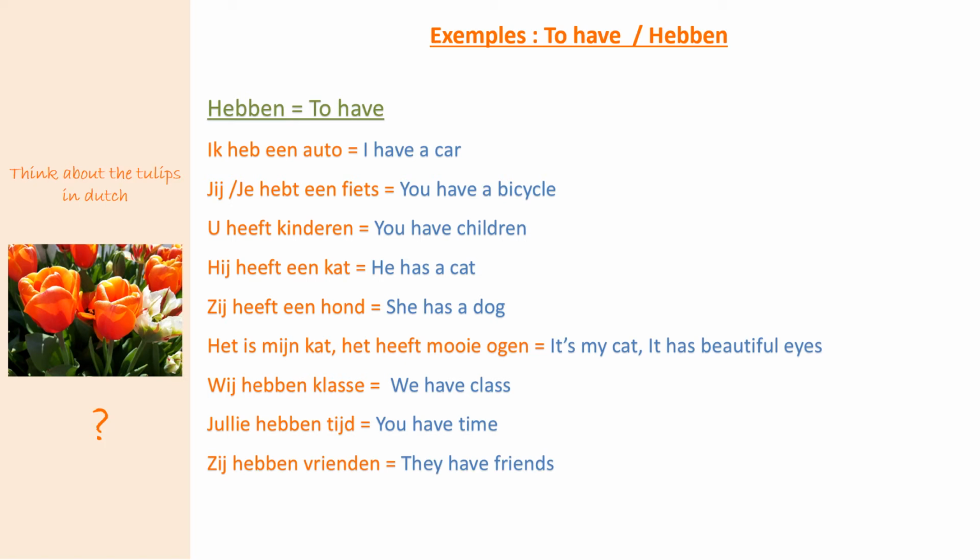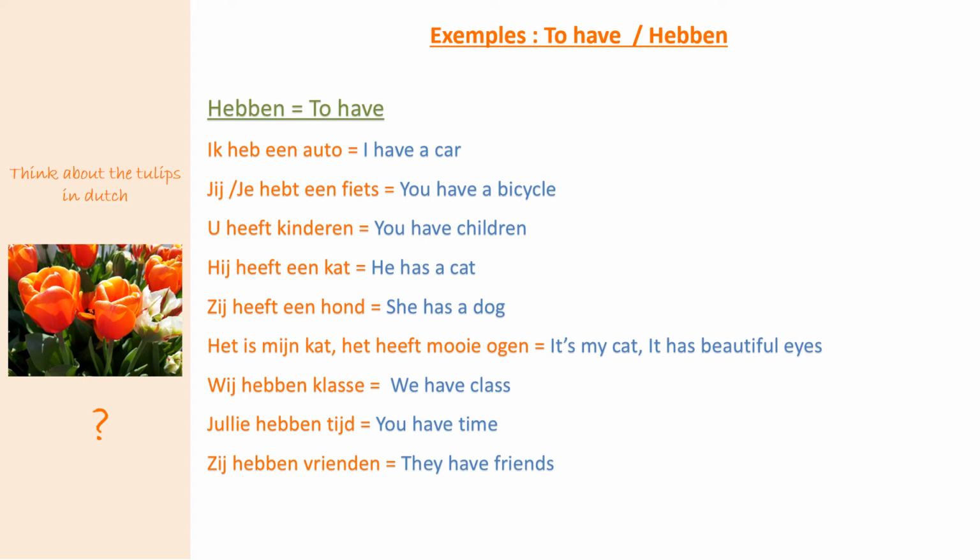Hij heeft een kat. He has a cat. Zij heeft een hond. She has a dog. Het is mijn kat. Het heeft mooie ogen. It's my cat. It has beautiful eyes.